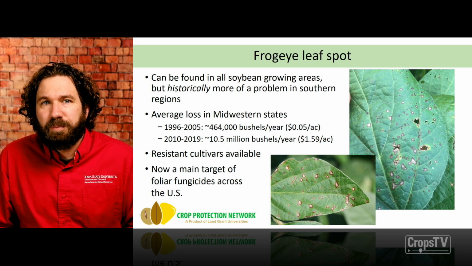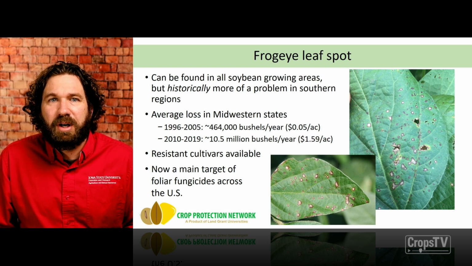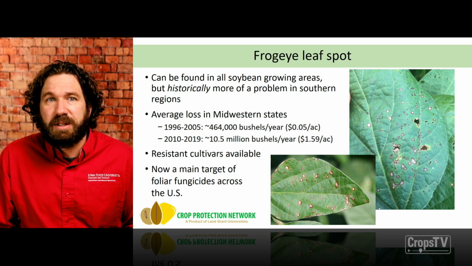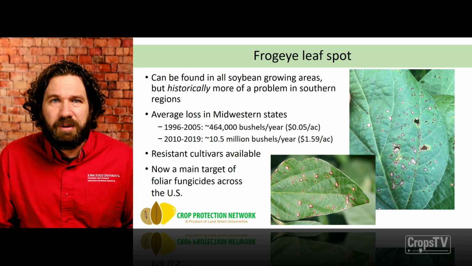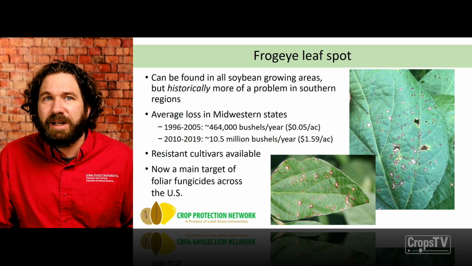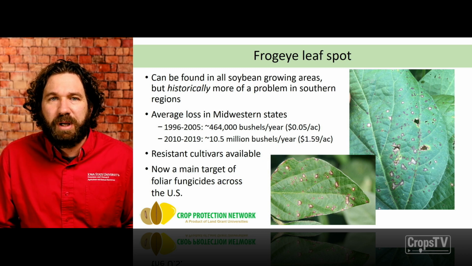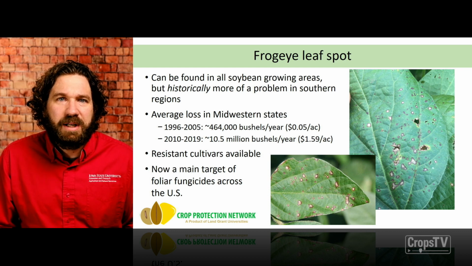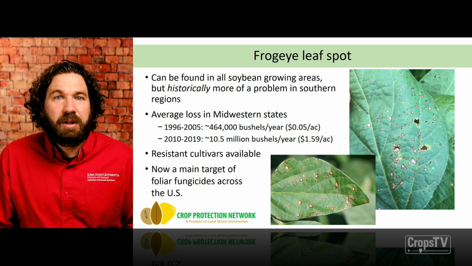If you want to play around with that yield loss calculator on Crop Protection Network, this is the type of information that you can sort of tease out. While frog eye leaf spot has been historically considered a problem in the southern region, if you look at 1996 to 2005, the first 10 years where we had yield loss estimates, we estimated an average of about 464,000 bushels of loss per year, which if you calculate that out, that's about 5 cents per acre. And this is in the Midwestern states.